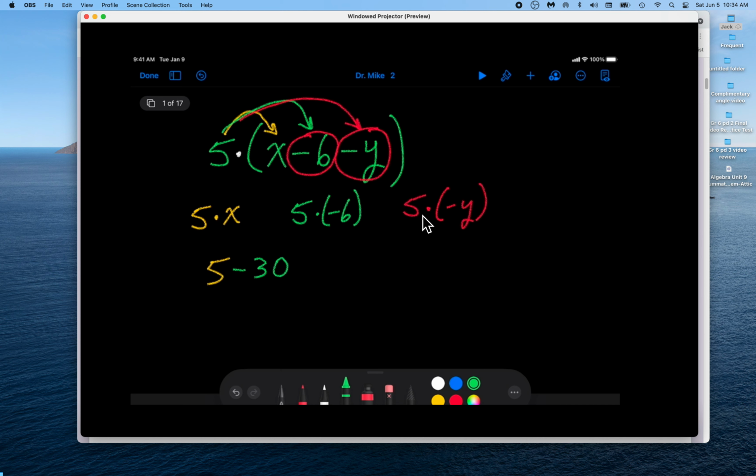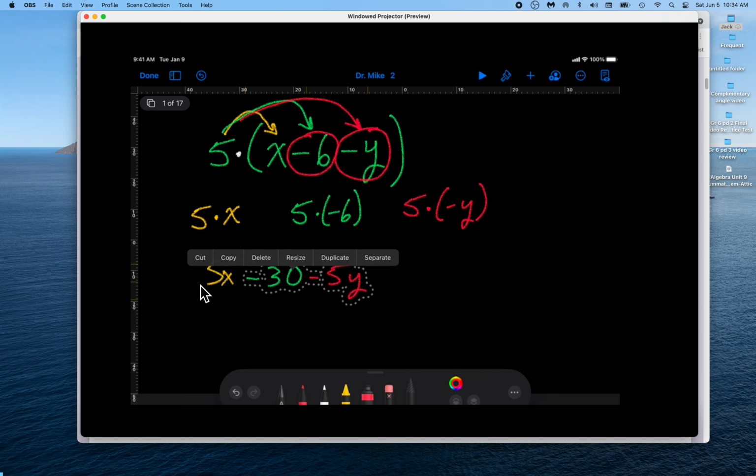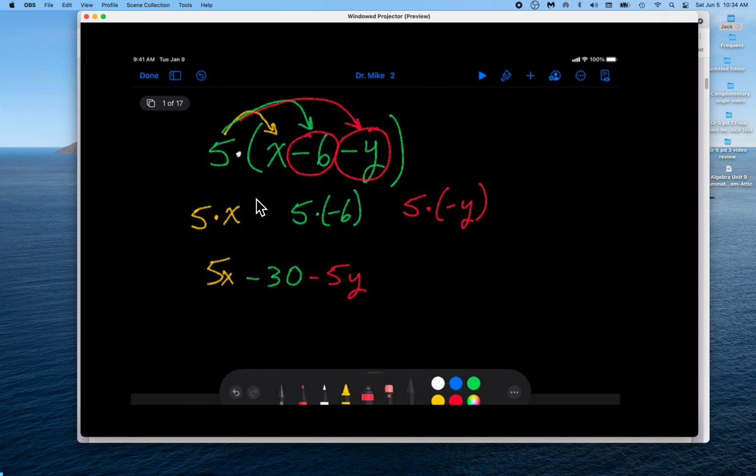Here, with the red problem, same thing. 5 times negative y is going to be negative 5y. Sorry, I left that x out. So this will be your final answer. Okay, folks, in order to be successful at math, you have to be able to negotiate negative signs when you distribute.